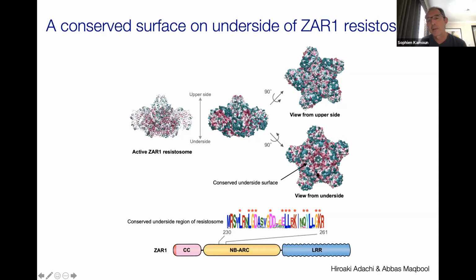So what is the function of this? Is there a protein that docks in there? Are there additional features or activities of ZAR1 that we don't know of? This is work in progress. We actually ordered the mutants, and we will be doing some experiments on this fairly soon, I expect.